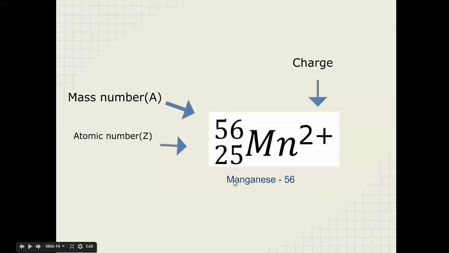When you see it written out this way, this number is always the mass number. When you say manganese 56, you don't need to be told the atomic number because you can look that up on a periodic table. It's the mass number that's going to vary for different isotopes.